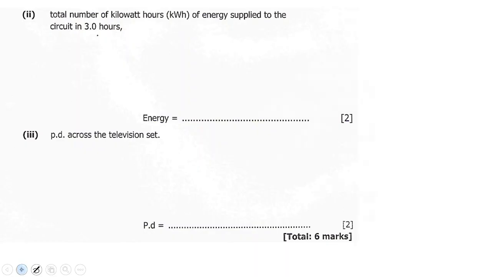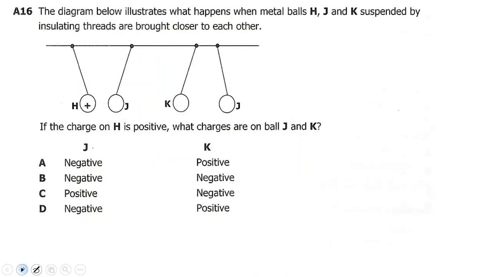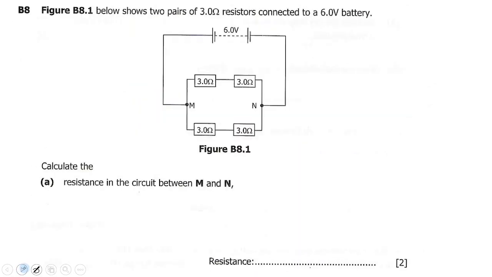Okay, some of these are already on my channel, so these ones. Let me try to calculate this one. Figure B8.1 below shows 2 pairs of 3.0 ohm resistors connected to a battery. Then they're saying calculate the resistance in the circuit between P and M and N.